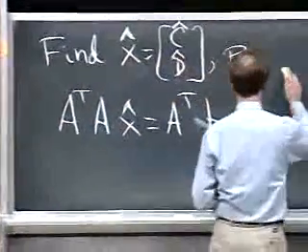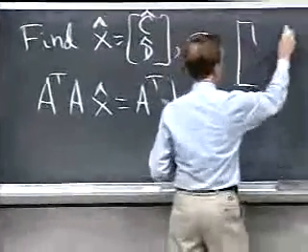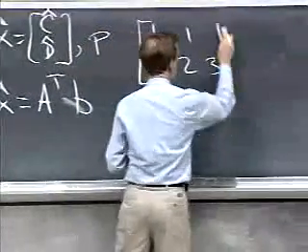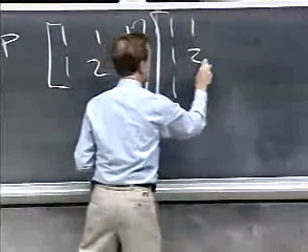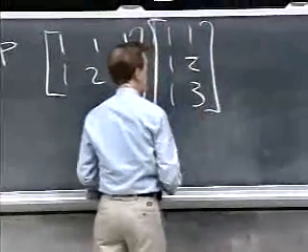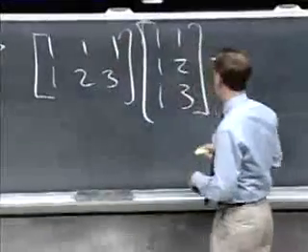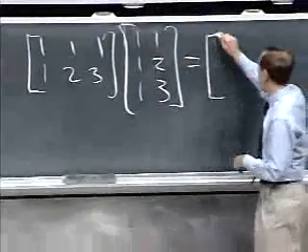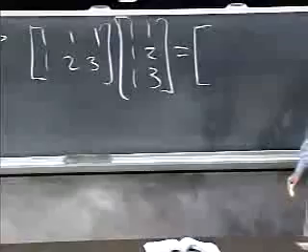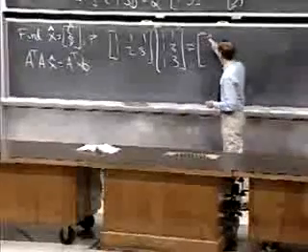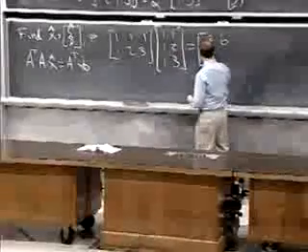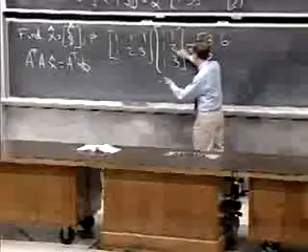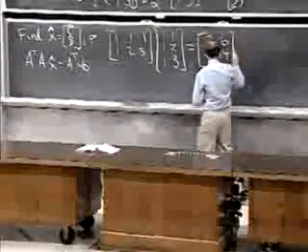So I have to figure out what these matrices are. 1, 1, 1, 1, 2, 3, times 1, 1, 1, 1, 2, 3. That gives me a matrix. What do I get out of that? 3, 6, 6, and 14.